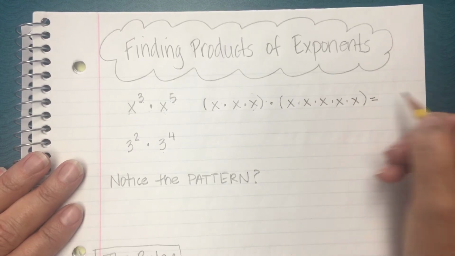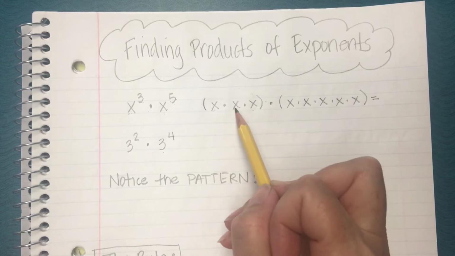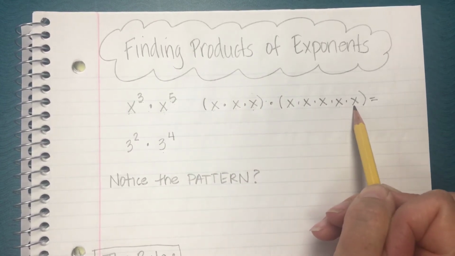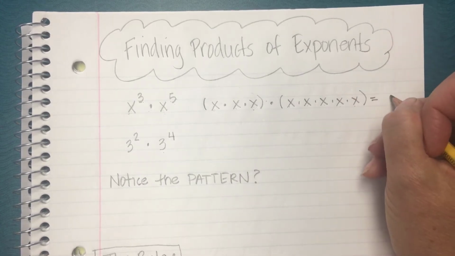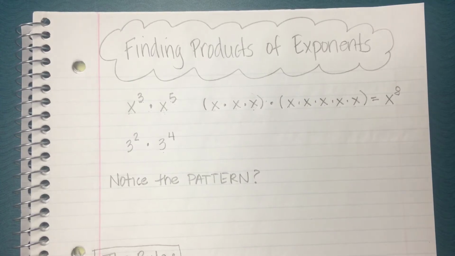Now to come up with the answer, I'm just going to calculate how many x's I have. 1, 2, 3, 4, 5, 6, 7, 8. I have 8 x's. So I would actually write the answer as x to the 8th power.